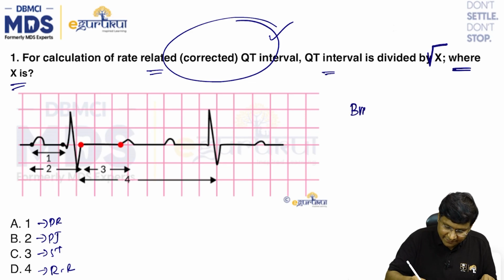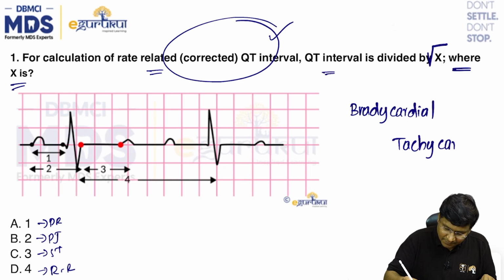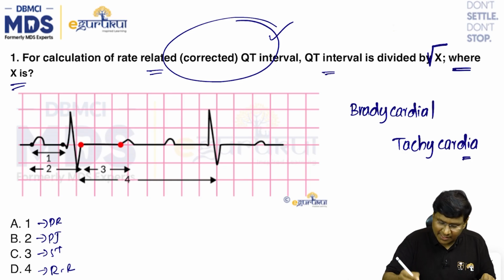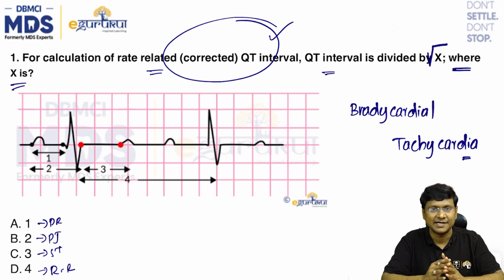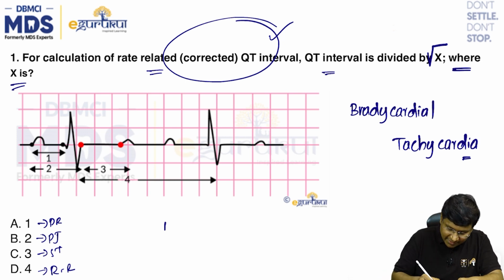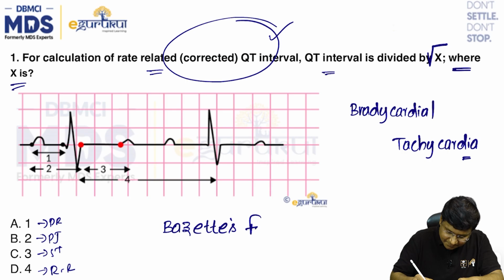So now, when do we need to calculate the corrected QT interval in the given ECG? If there is bradycardia or if there is presence of tachycardia, then you need to calculate the corrected QT interval, right? And how do you calculate the corrected QT interval? That is by Bazett's formula, right?